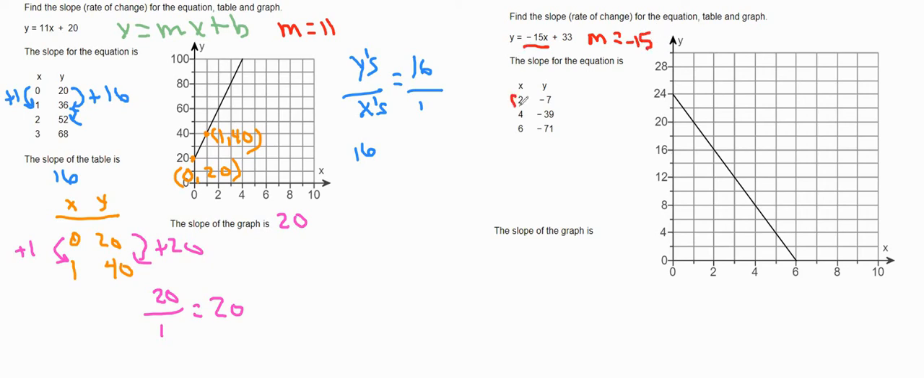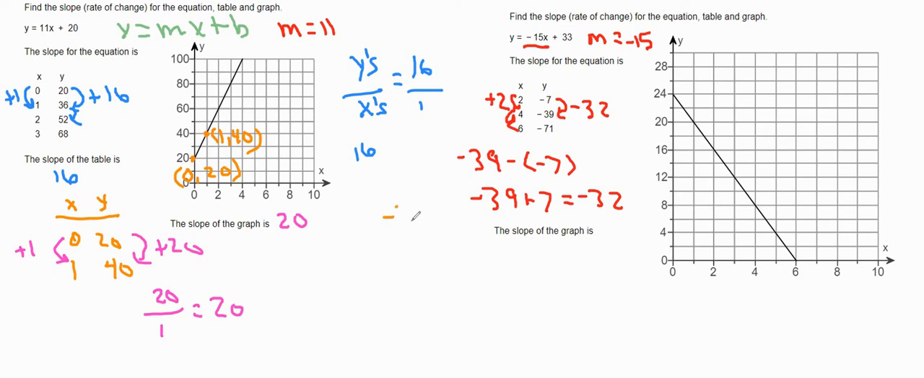And the next one, notice that the x's this time are increasing by 2, but the y's are going down by 32. If you're not really sure how to do that in your head, we take the second number and subtract it from the first. So 39 minus a negative 7 is 39 plus 7. That would give you a negative 32. So the slope of the table would be negative 32 over a positive 2, which is negative 16.